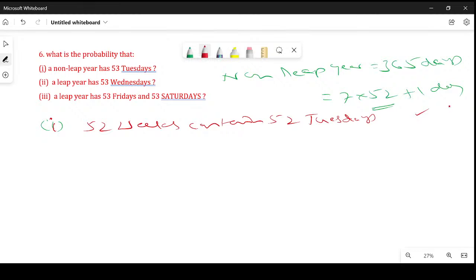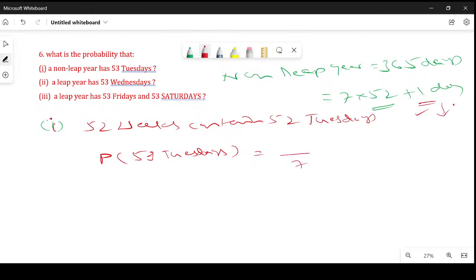Now you can see here, what are the favorable cases? There is only one favorable case. Correct, what is the probability? In a non-leap year, the probability for 53 Tuesdays. They're talking about 53 Tuesdays. So we have 7 days.